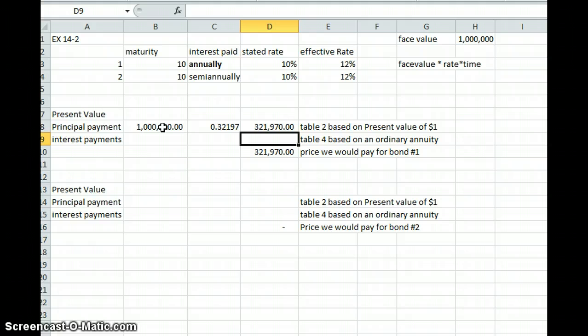The next piece is the interest payment. 10 times, once a year, we will receive an interest payment. The interest payment is based on the stated rate, so that's a little bit different. We have to remember that the company that is selling us investment number one is going to be paying interest based on the stated rate.